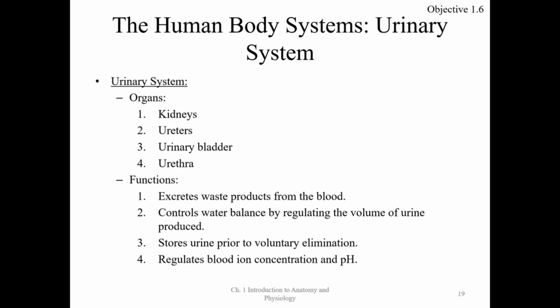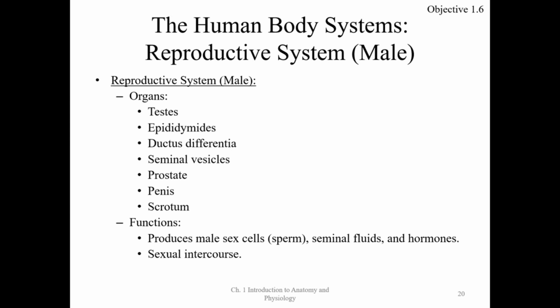Our urinary system is going to contain our kidneys, ureters, urinary bladder, and the urethra. It's going to help excrete waste products from the blood. It's going to control water balance by regulating the volume of urine that is produced. That means you're going to control your blood volume by peeing out more or less water. We're going to store urine prior to a voluntary elimination. That's normal function. And we're going to regulate the ion and pH concentration of blood.